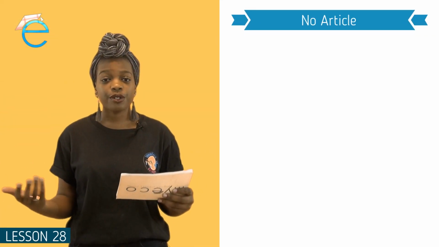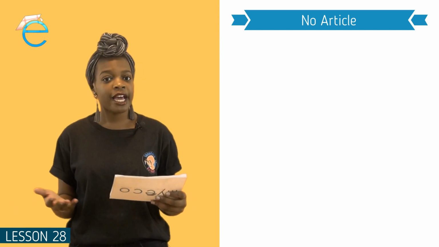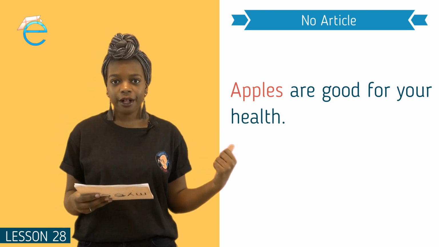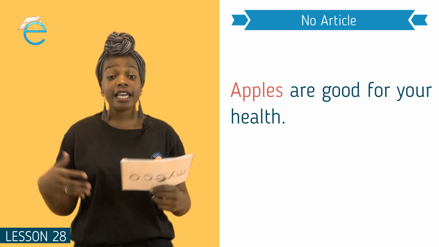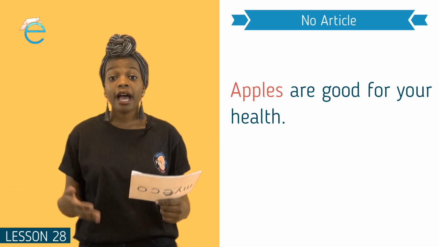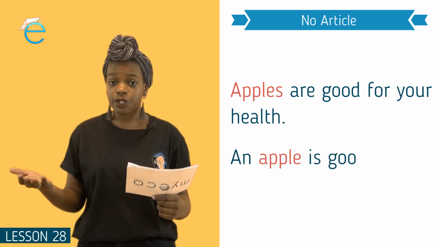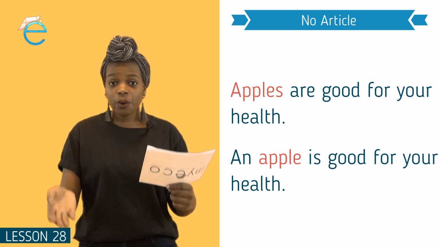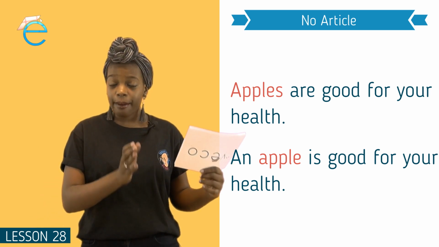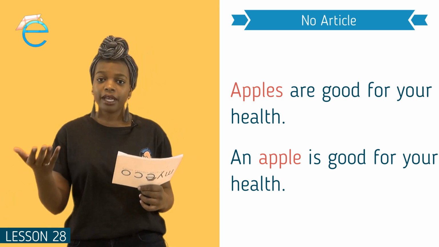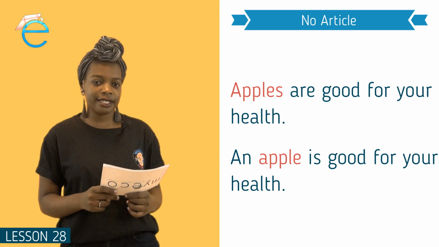When we're speaking about things in general or we're making general statements, we don't need to use articles at all. Let's have a look at these examples. Apples are good for your health. Here we're speaking about apples in general. There is no need for me to say the apples are good for your health. I could also say, however, an apple is good for your health if I want to speak about apples in that sense. So I can speak about them generally. Apples are good for your health, and I can also say an apple is good for your health. In this situation, both are correct.